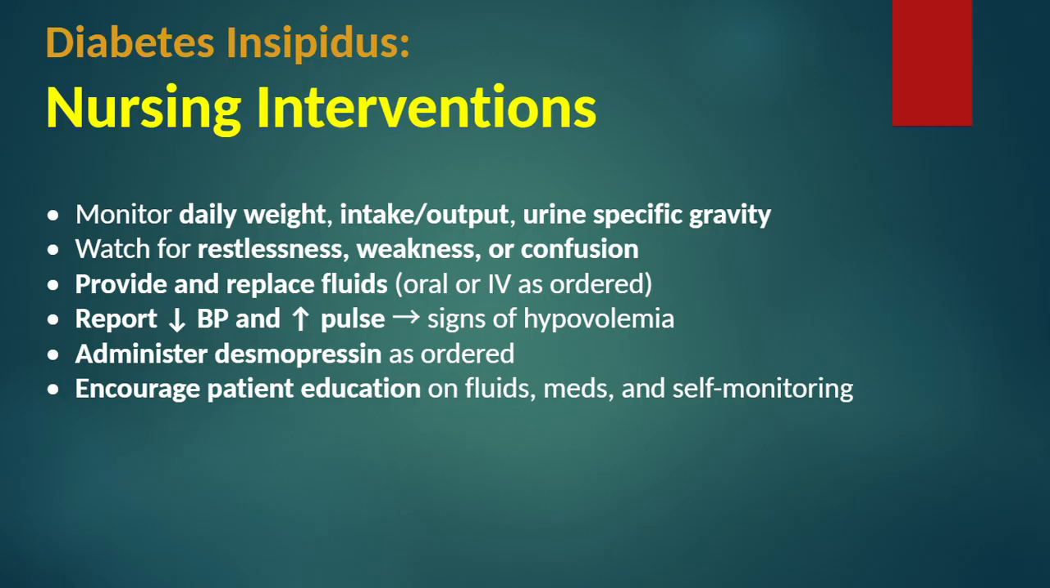Teach them to track their fluid intake and output, recognize early symptoms of dehydration, and understand their treatment regimen. If they are prescribed desmopressin, DDAVP, or other ADH replacements, emphasize the importance of taking medications as ordered and monitoring for changes in urine output. Our nursing interventions are critical in preventing complications, promoting stability, and helping patients manage this chronic condition safely at home.